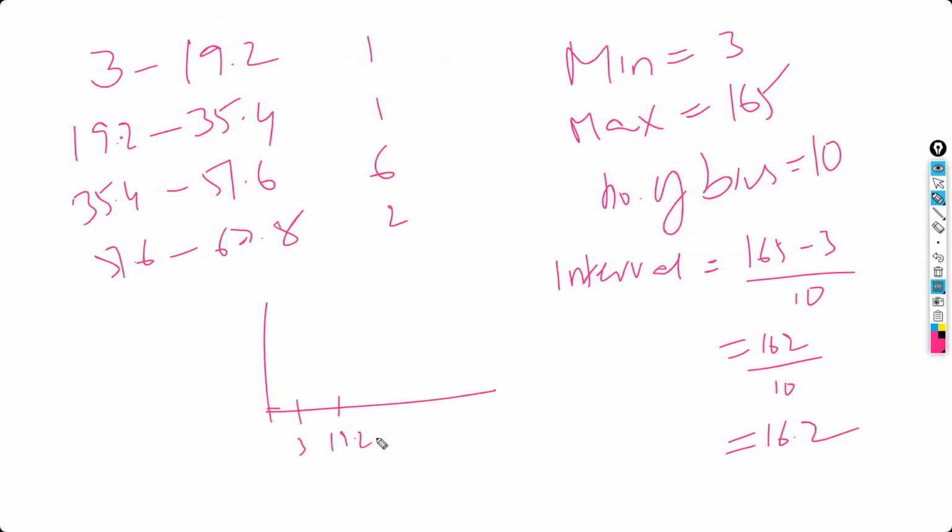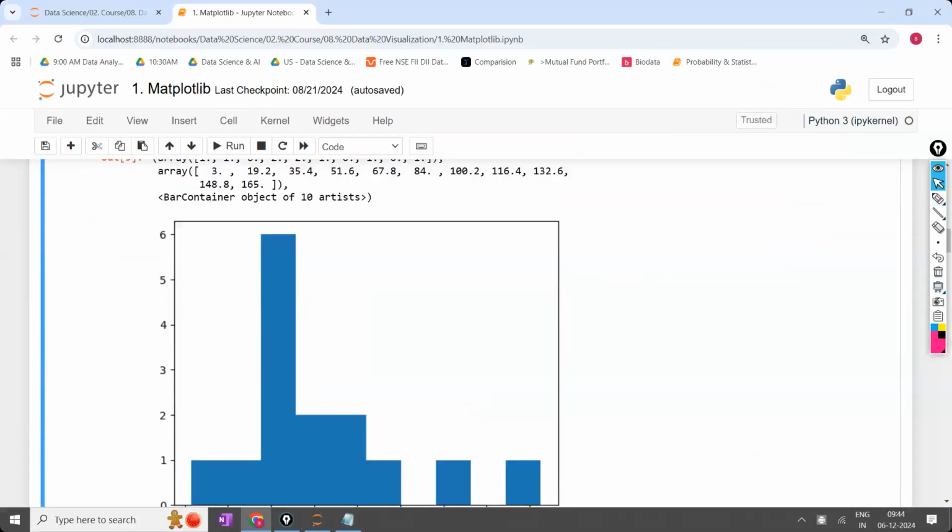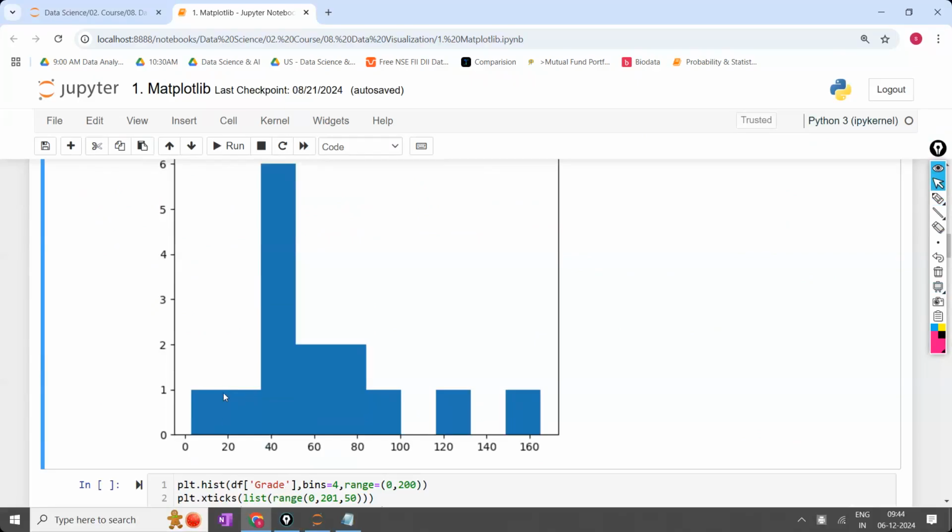to 19.2 with a height of 1, 19.2 to 35.4 with a height of 1, followed by a height of 6, followed by a height of 2. Like this, it is going to draw. First, basically, it is up to here, whatever you are having. The second one is up to here, second bin. Third bin is here, fourth bin, fifth bin, like that. So a total of 10 bins will be there.